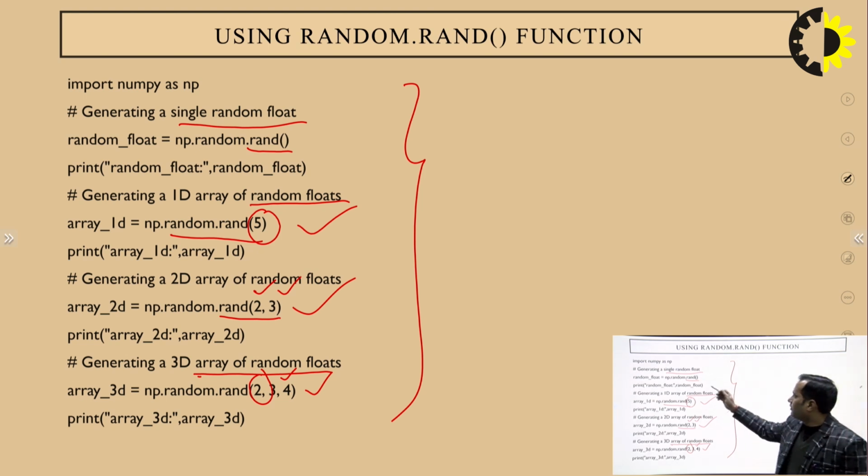As we have seen here, if we use only the rand function without any parameters, we can create only a single random float value. If we provide only 1 parameter, it will create a 1D array. If we provide 2 parameters, it will create a 2D array specifying the rows and columns. And if we provide 3 parameters, the first parameter, that is the first dimension, shows the number of 2-dimensional arrays, and this is the number of rows, and this is the number of columns.